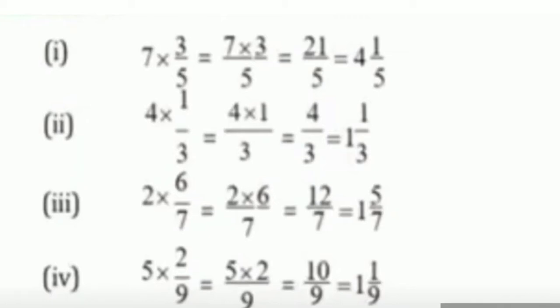So 2 into 6 is what? 12 upon 7. So again convert into a mixed fraction. 7 ones are 7, and how much is left? 5 is left. So the mixed fraction is 1 whole 5 upon 7. Question number 4.